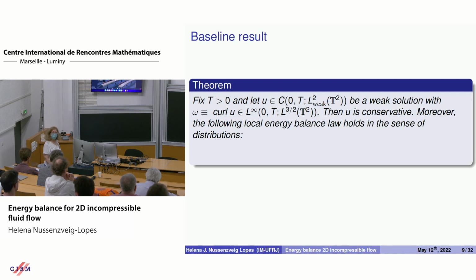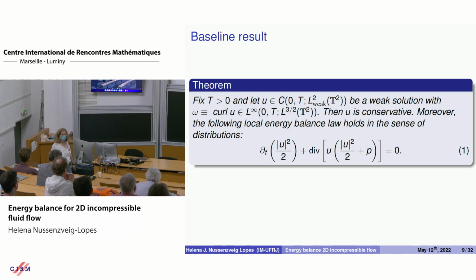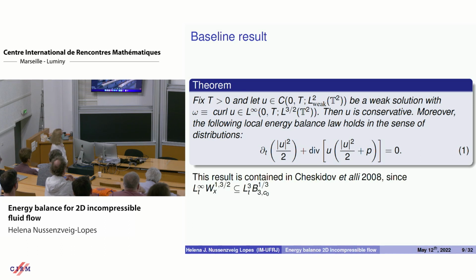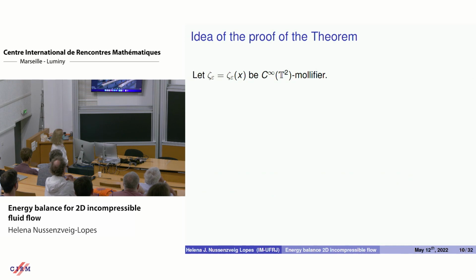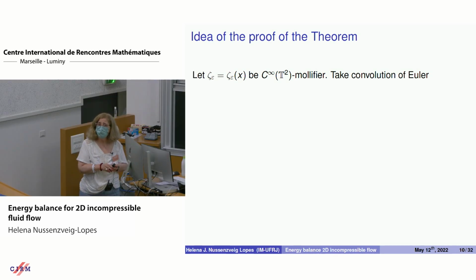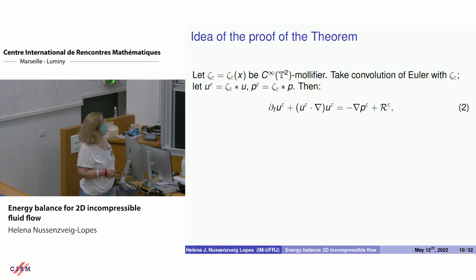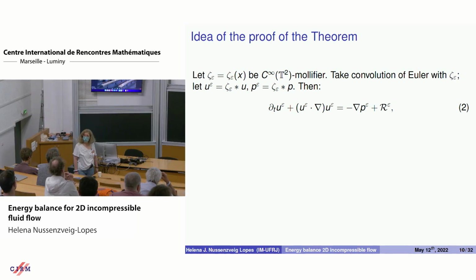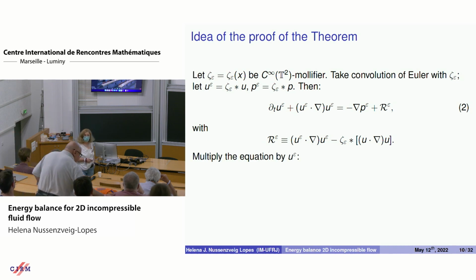And furthermore, the local energy balance law also holds. Okay, so here's the vorticity, which I'm assuming is bounded in L3/2, and then kinetic energy is conserved, and the local energy balance law holds. Okay, so what one does is to mollify, and the structure of the proof is very much what all of these proofs are. So basically, you mollify the PDE, and you throw the problematic terms into the commutator, this Reynolds stress R epsilon, and now you have a smooth solution, but with this R epsilon here.